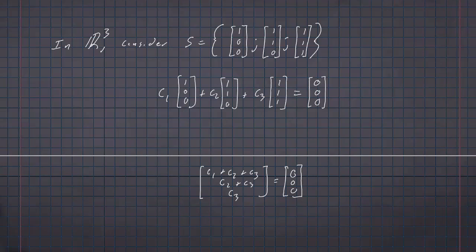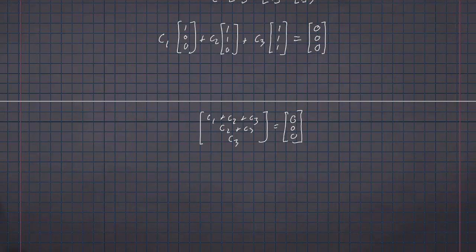From here, two vectors are equal to each other if and only if the corresponding entries, the corresponding coordinates of the vectors are equal to each other. So we get that C1 plus C2 plus C3 is equal to 0. We get that C2 plus C3 is equal to 0. And we get that C3 is equal to 0.